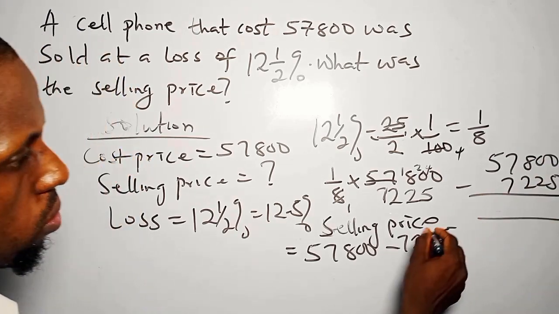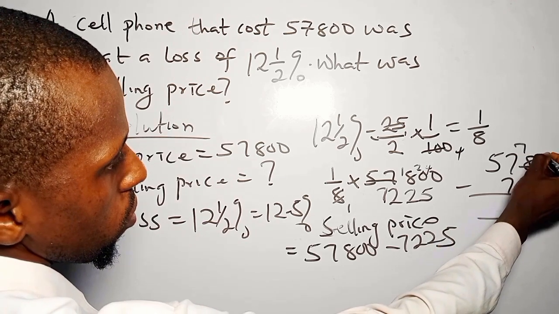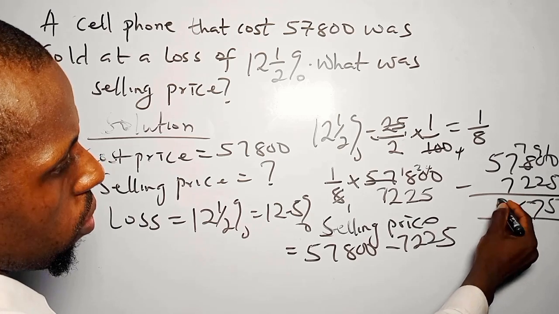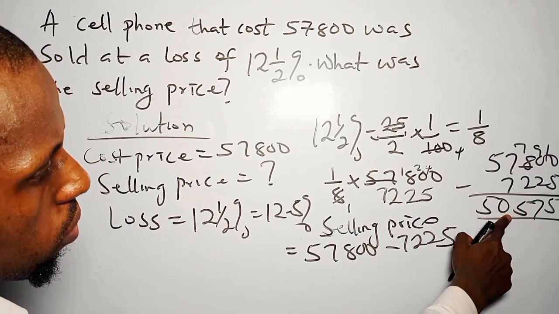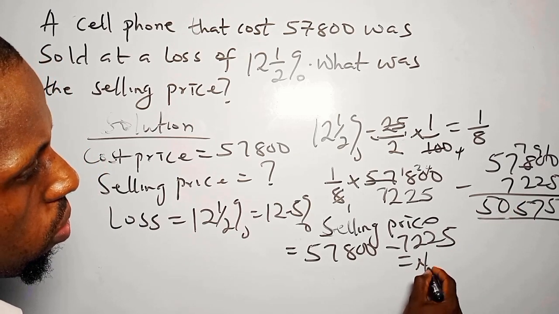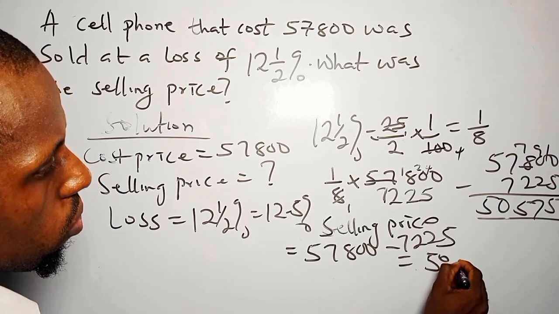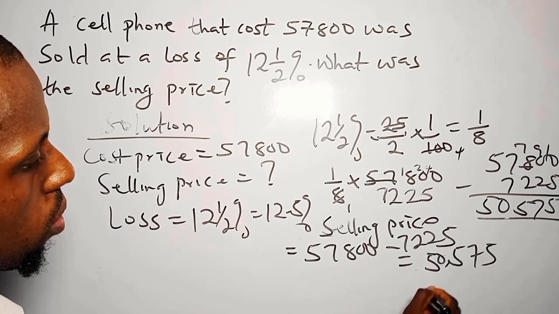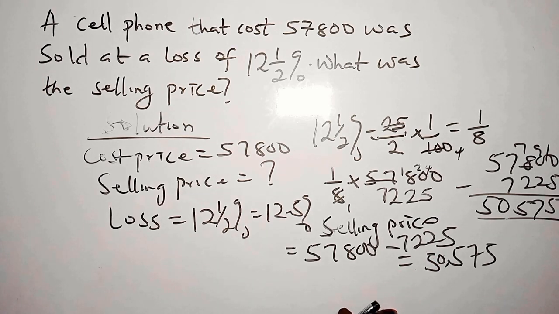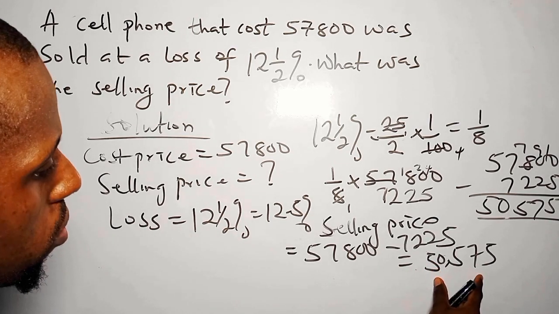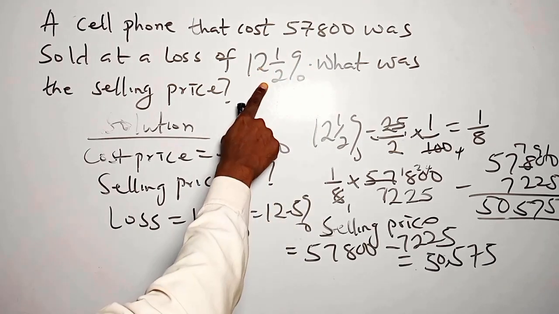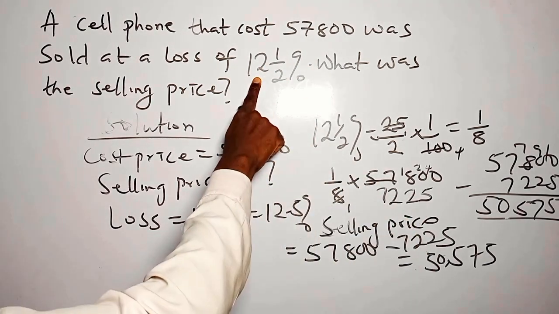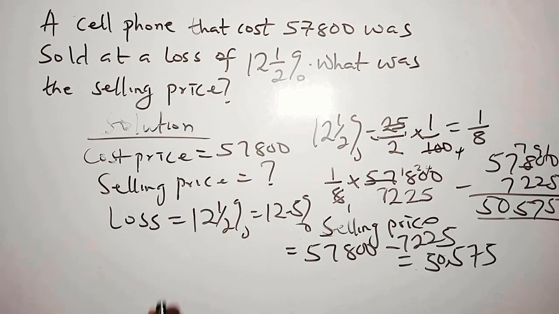By the time we subtract, we have 50,575 as the selling price of the phone. So that means when we subtract this from this, we arrive at 7,225, which stands for the loss.